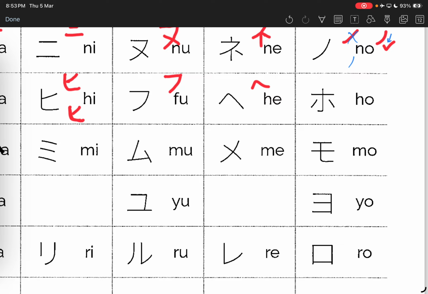Anything else? Not that I can think of at the moment.